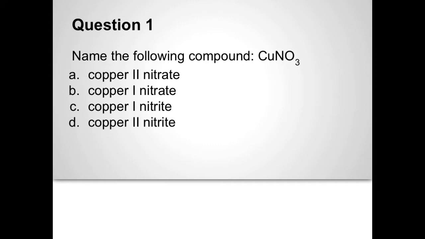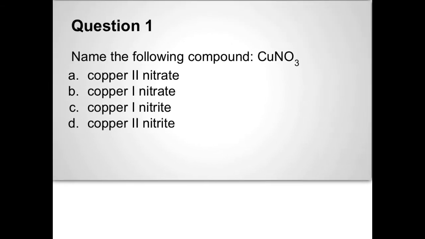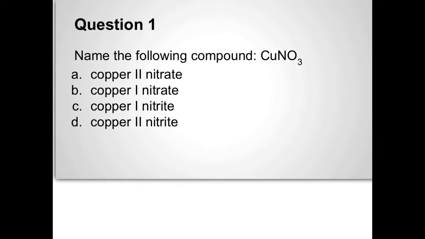A couple things you need to look at here. First, you have a metal. That means this is going to be an ionic compound. And copper is a transition metal, which means it is most likely to have more than one type of ion. There are some transition metals that can only form one ion. So we are going to need to indicate in the name which particular species of copper ion we have here. We're going to do that with the Roman numerals in the name.